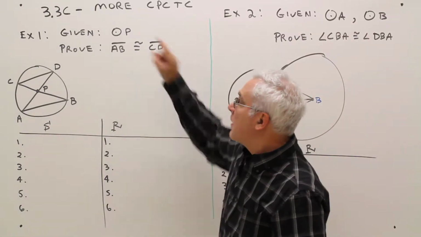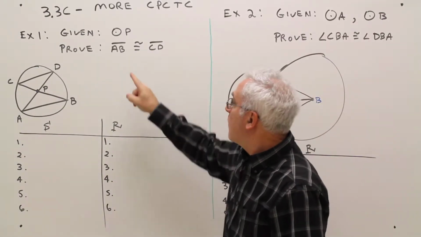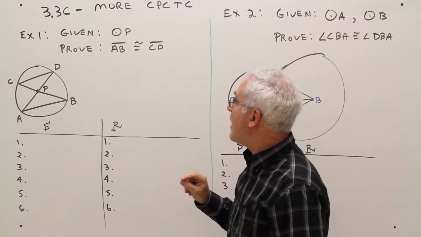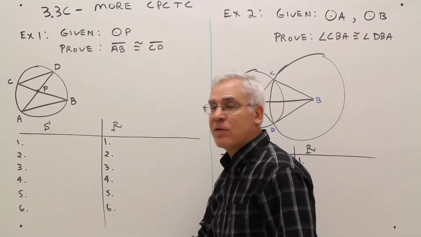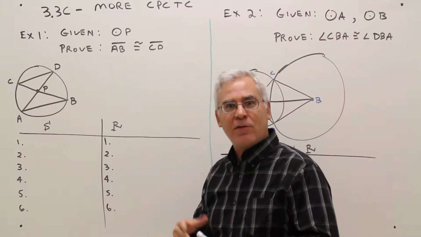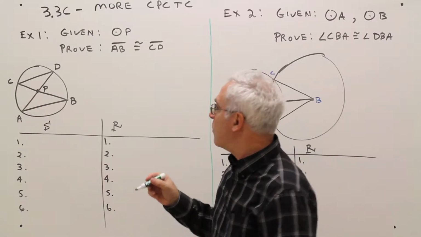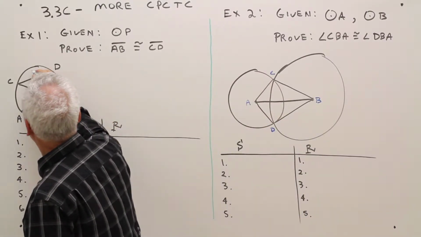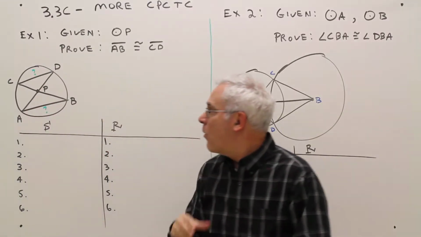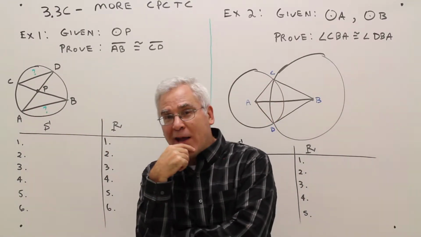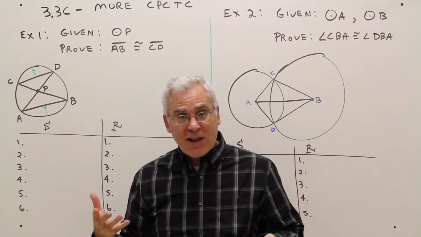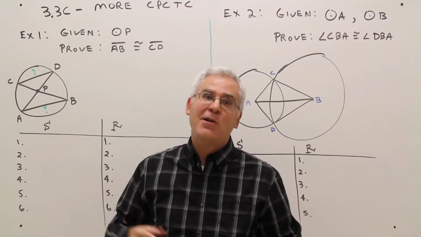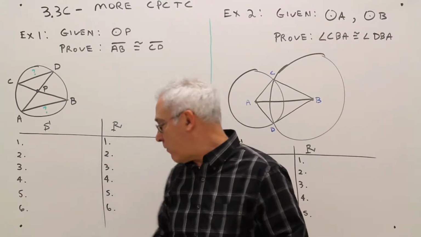Example 1, given circle P, prove that segment AB is congruent to segment CD. Sometimes I like to just find out what I'm trying to do, so I'll put a little question mark here and a little question mark there. It looks like those are parts of triangles, so why don't I first try to get the triangles congruent, then I can use CPCTC to get the parts.